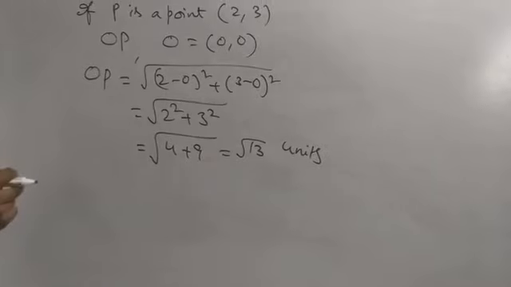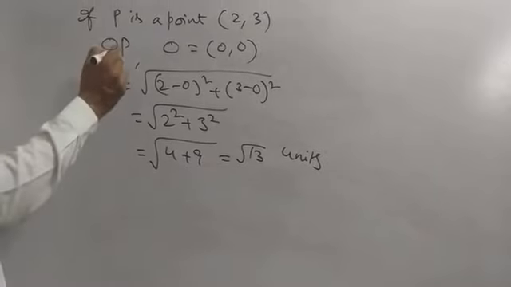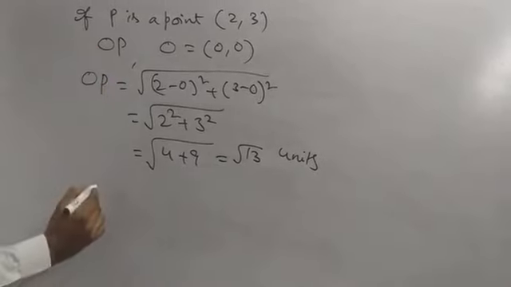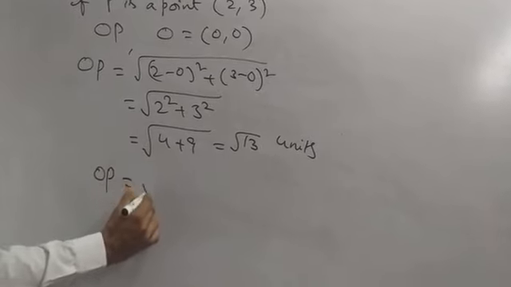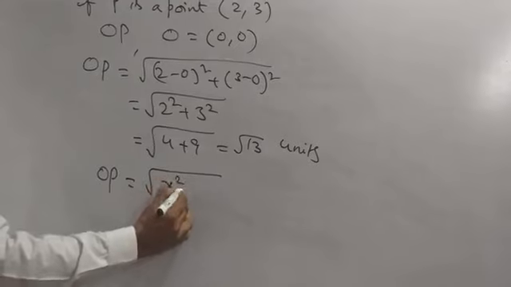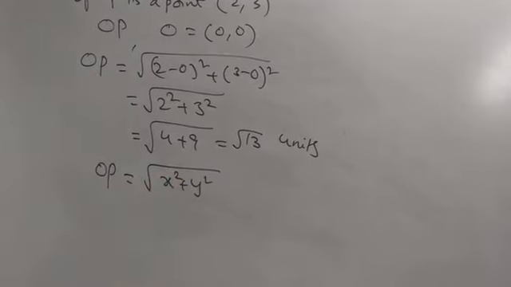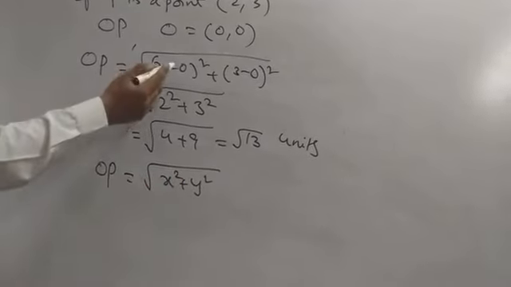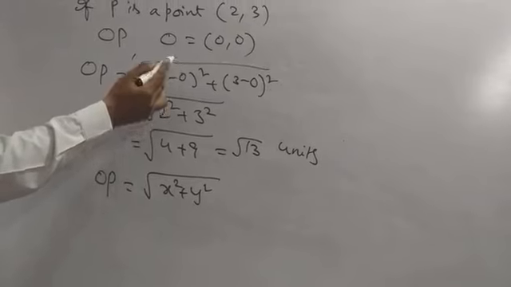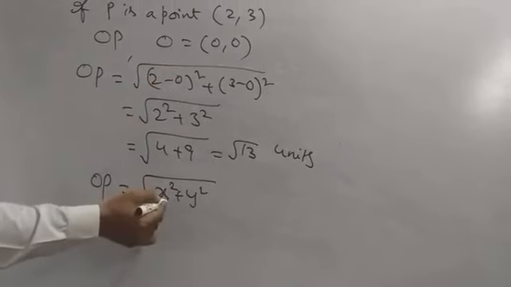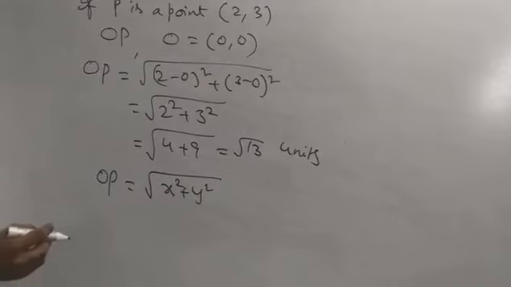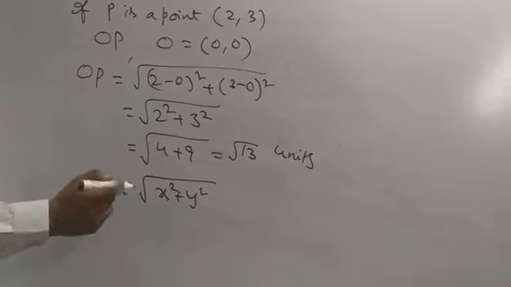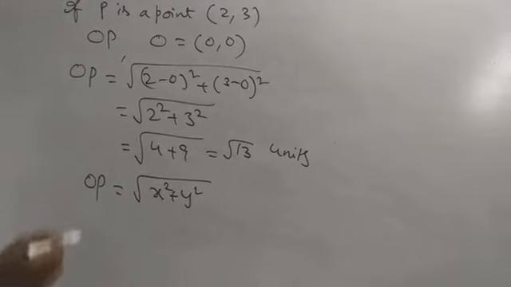Instead of applying this formula, whenever one point is origin, we can use the formula OP is equal to root over x square plus y square. Because one point here it is x1, y1 are zeros, so therefore straight away we can use this formula. OP is equal to root over x square plus y square, where P is a point (x, y).